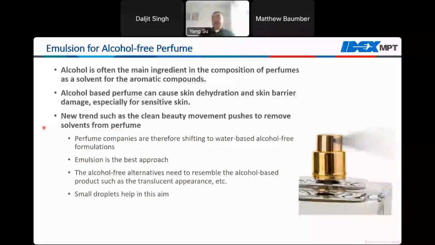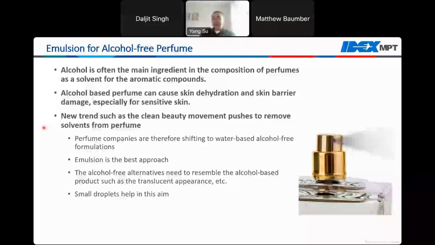So this leads to the first example of making an emulsion for alcohol-free perfume. I think everyone knows that alcohol is often the main ingredient for perfume formulations because it is used as a solvent for the aromatic compounds, which are mostly water insoluble. There are some drawbacks when alcohol is present in the product because it can cause skin dehydration and skin barrier damage, especially for sensitive skins.